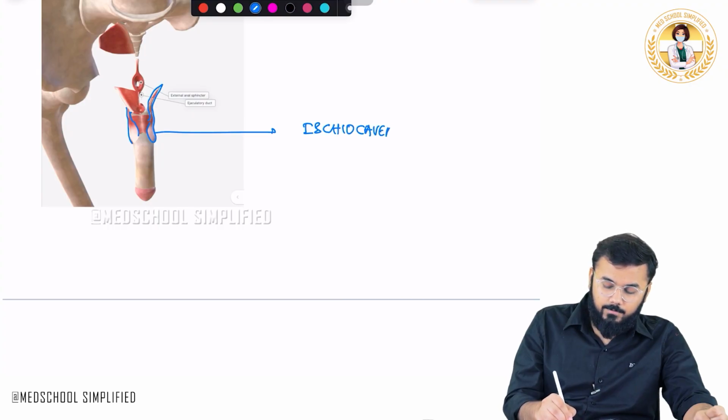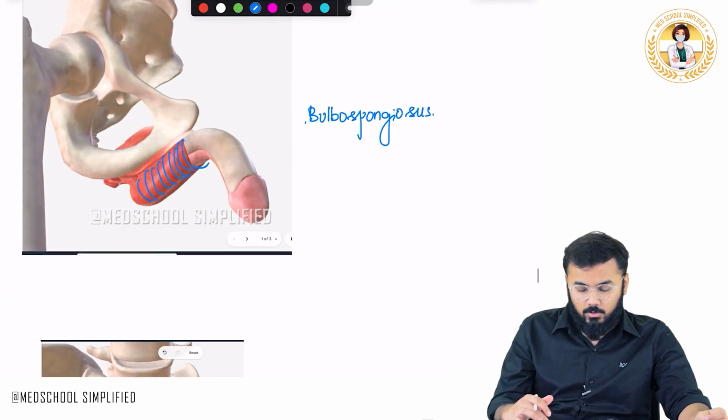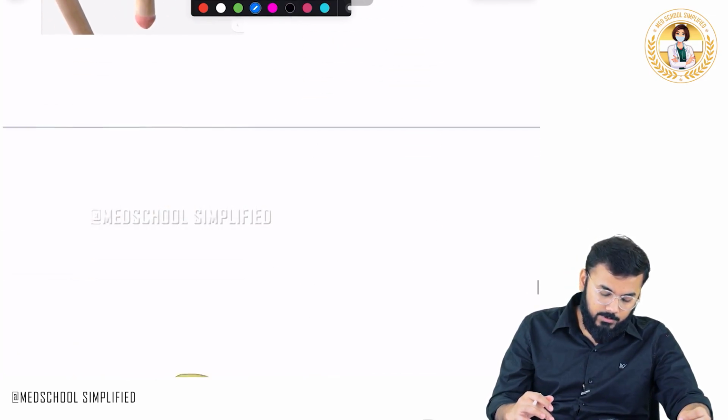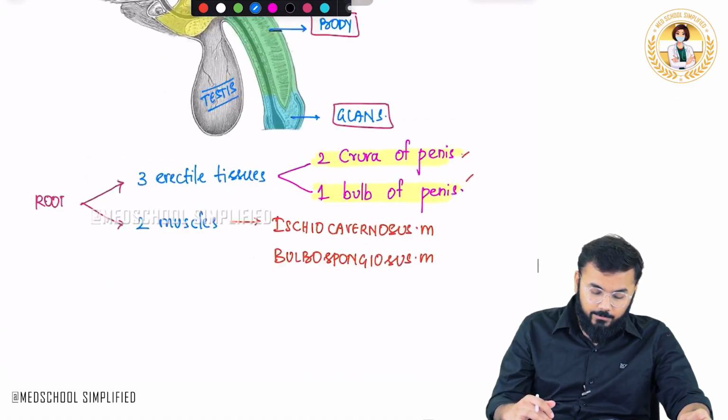Anyways, even if you don't identify, then nothing is going to happen. Just remember that two important muscles we have got. One is called the bulbospongiosus muscle and the other one is called the ischiocavernosus muscle. Now after that, next important thing is that if you look at the body, what is a body?